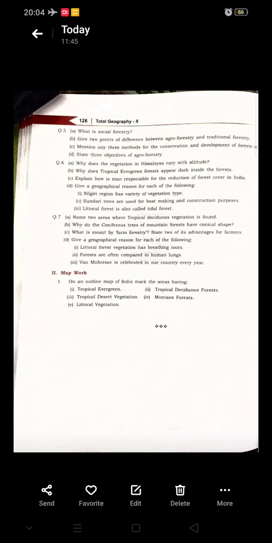Okay, with this, I come to the end of the chapter. Please revise the lessons as we are doing it, because very shortly a test will be taken. So keep revising. Okay, stay safe, stay at home.